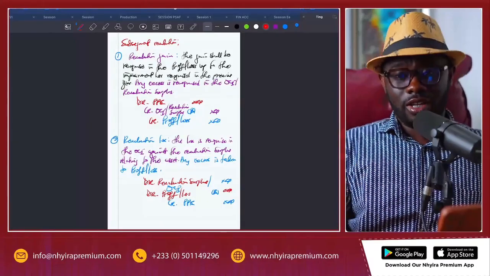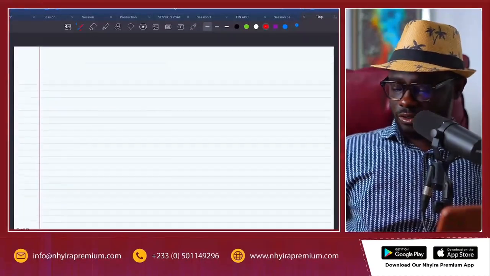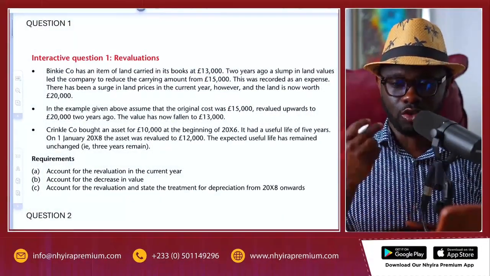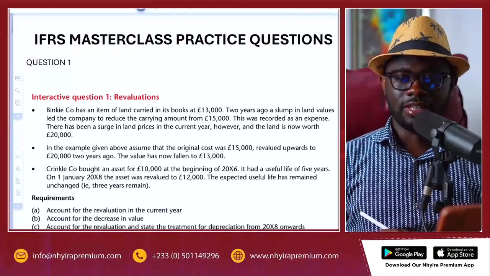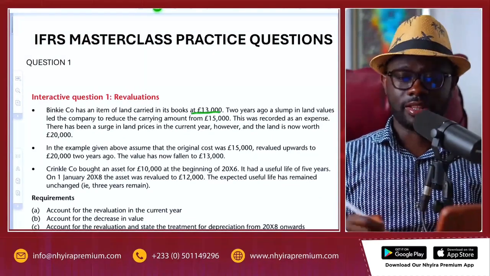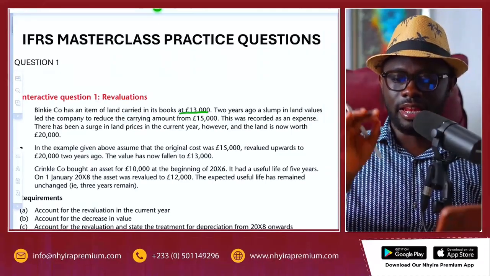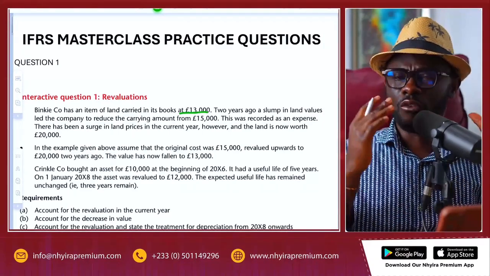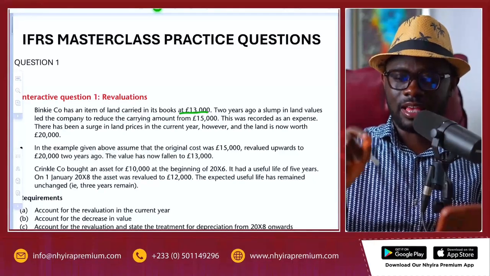So now, having understood this principle, we go to the context of our question and then see what we can do here. So what do we have? Let's see. It says, Binki Co. has an item of land carried in its books at £13,000. 2 years ago, a slump in land values led the company to reduce the carrying amount from £15,000. This was recorded as an expense.